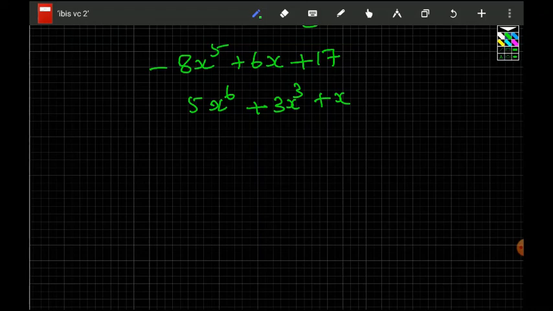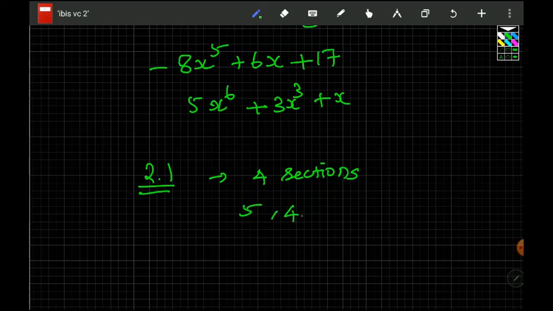You will be able to do Exercise 2.1 fully, which contains sections in our CBSE book. Section 1 contains 5 questions, section 2 contains 4 questions, section 3 is only 1 question, section 4 has 4 questions, and section 5 has 7 questions. You will be able to solve all of these questions. I expect you to solve those questions and submit them in the classroom.